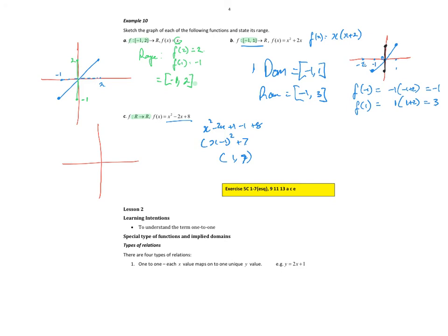So my turning point is there, y-intercept at 8. So the graph looks a bit like that. And we're sketching it over all of R. So my domain is equal to R. The range: let's work from that point up, which was at positive 7. That's the point (1, 7). So my range is going to be from 7 to infinity. All right. So there's a lot in that. All right. Get stuck into it.